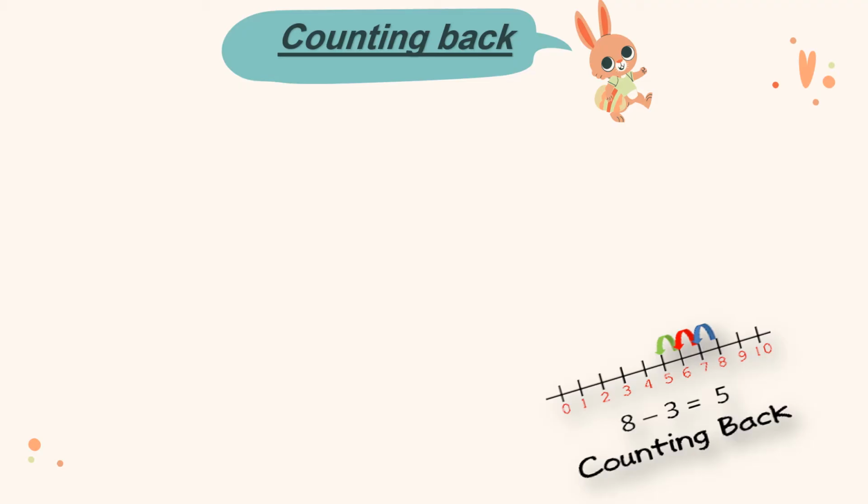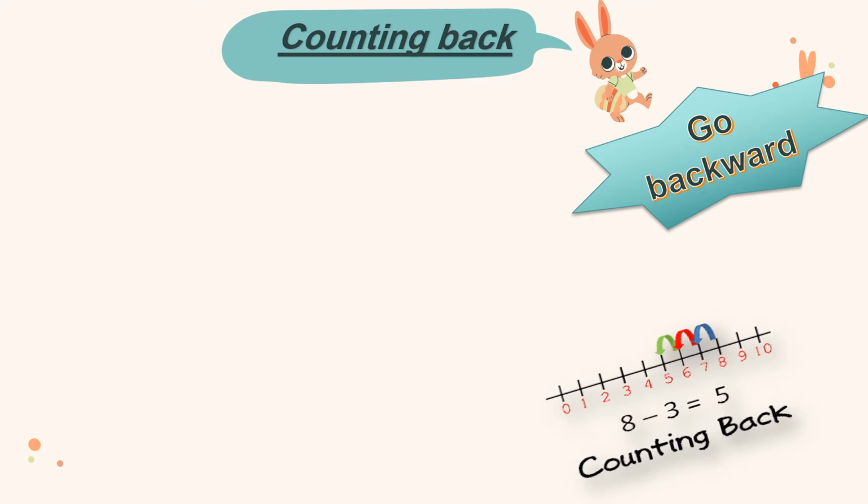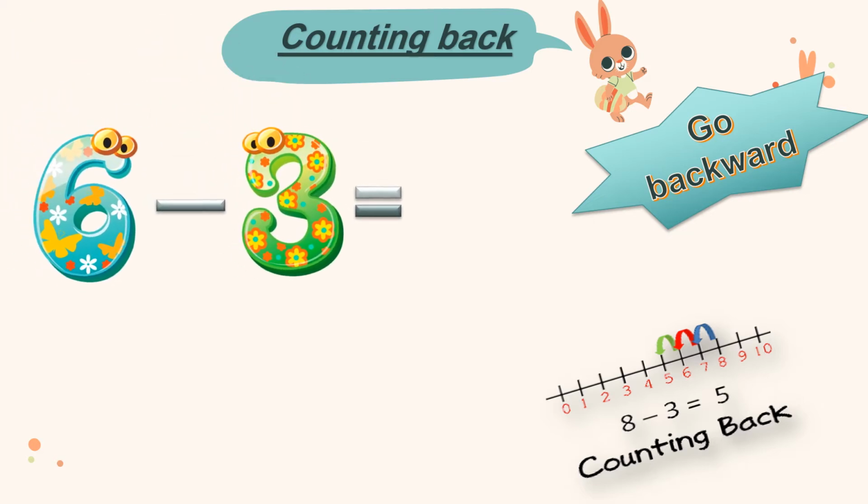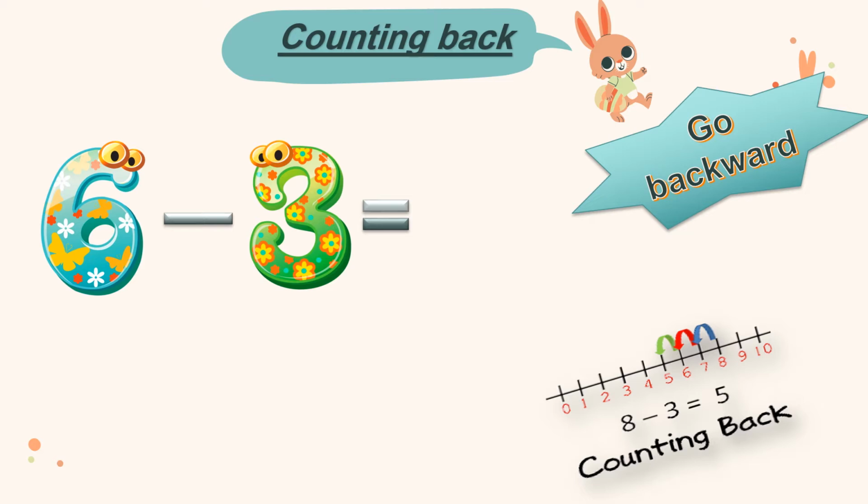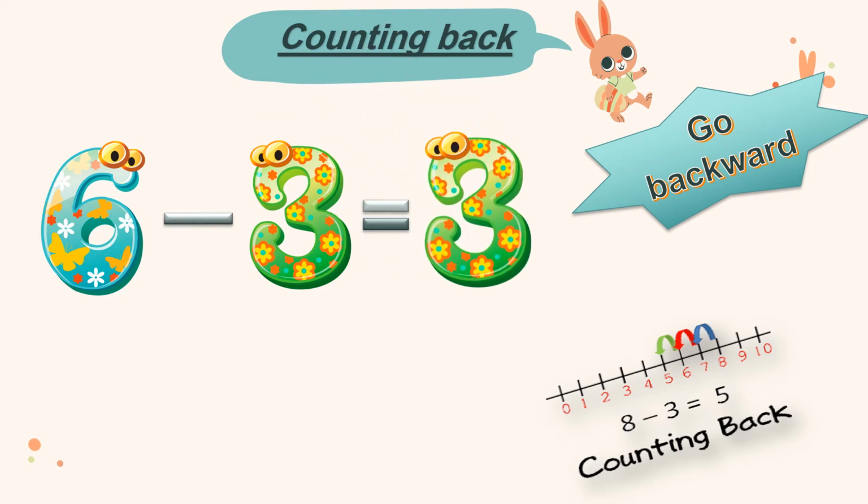Let's move to counting back. Counting back means go backward, go backward. For example, 6 minus 3. We will count back 3 steps. Before 6: 5, 4, 3. So 6 minus 3 equals 3.